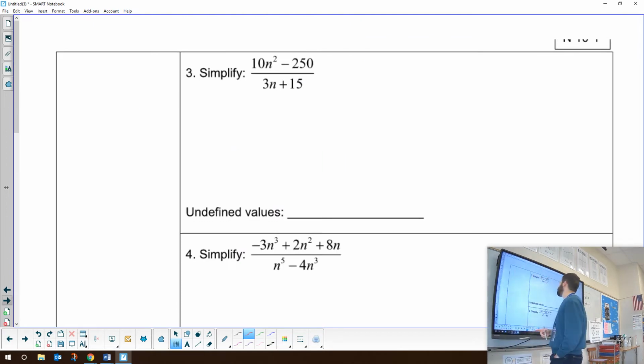Take a look at number 2. We can factor the top and factor the bottom. So first off, let's factor the top. So I'm going to take the top over to the side. I'm going to factor it.